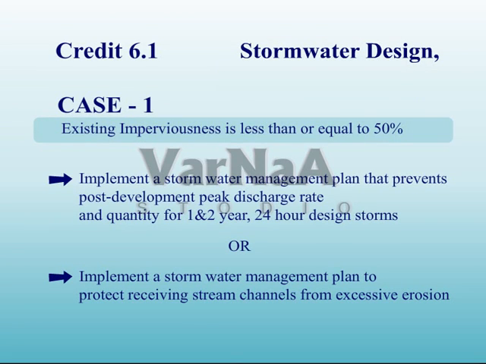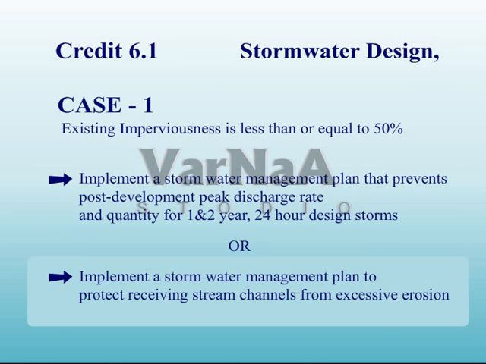If the existing imperviousness is less than or equal to 50%, the project must implement a stormwater management plan that prevents post-development peak discharge rate and quantity for 1 and 2-year 24-hour storms. Or, the project must implement a stormwater management plan to protect receiving stream channels from excessive erosion. Use the LEED NC reference guide for further details on post-development peak discharge rates and how to calculate the quantity for 1 and 2-year 24-hour storms.